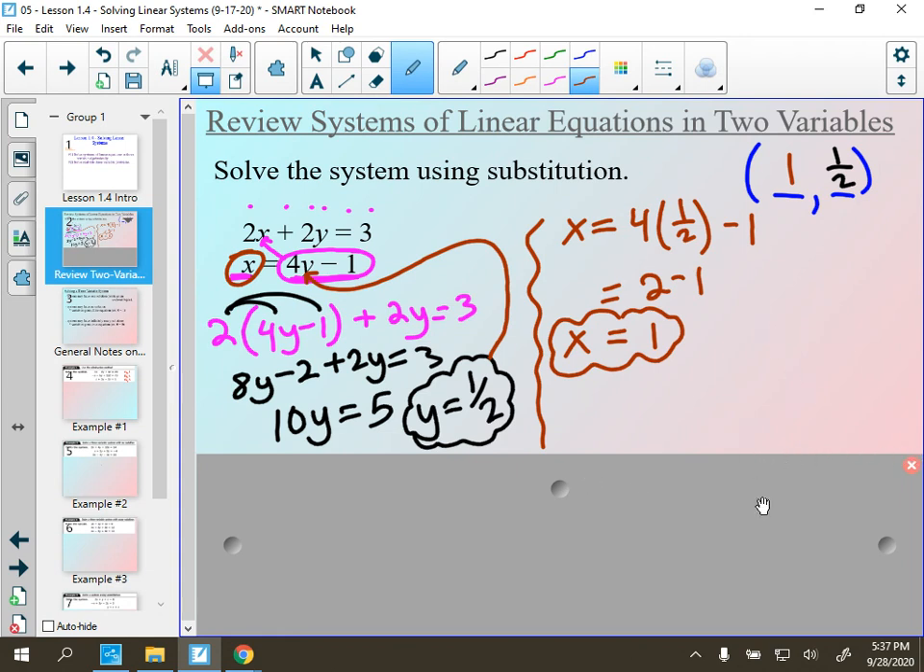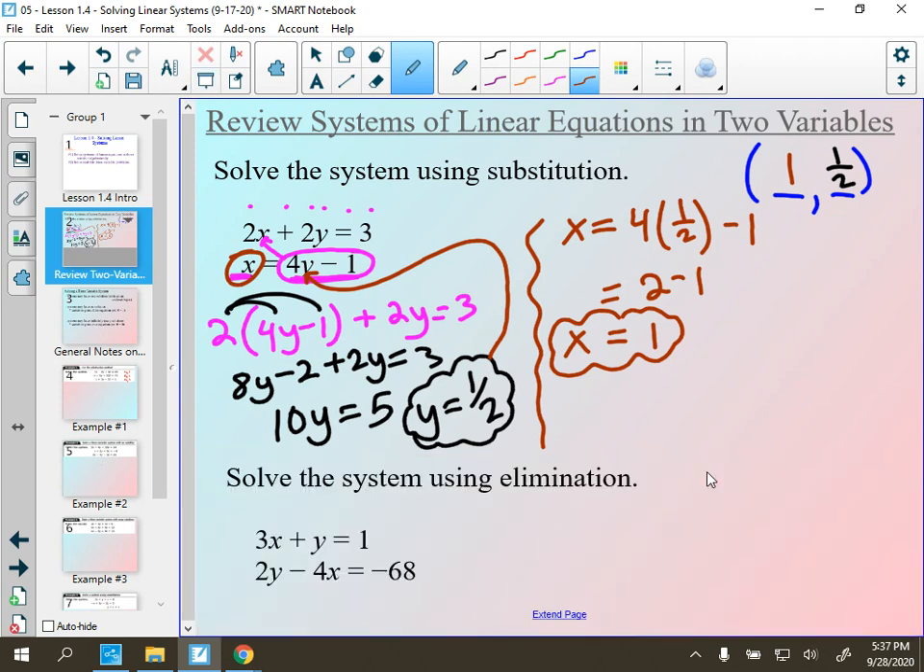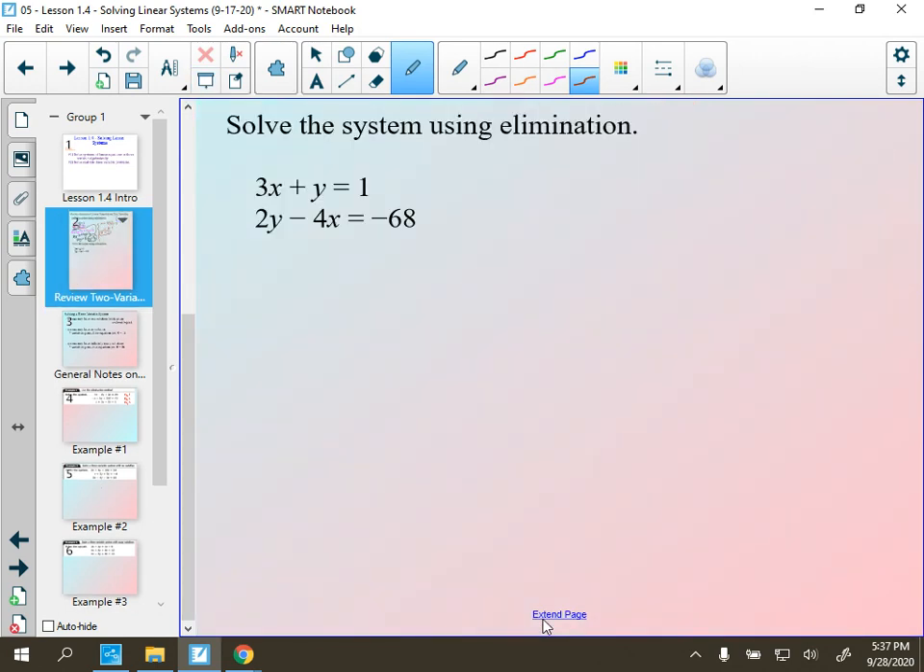All right, let's look at a different method. All right, we'll scroll down here. So the other method, the other most common method is elimination. What I need to do for this one, I'm going to eliminate a variable. So not substitute. We talked about how we could substitute on this one.